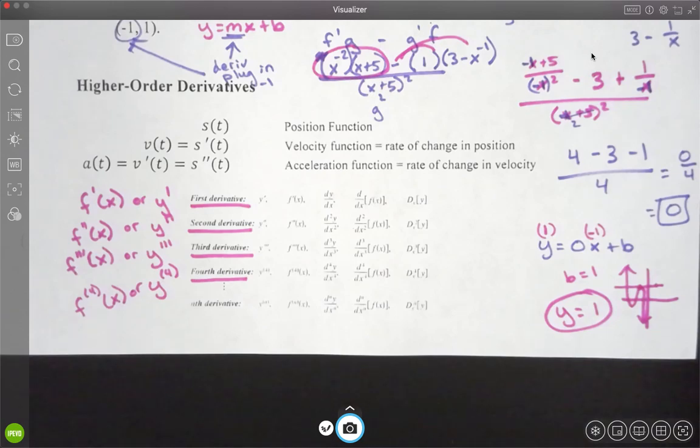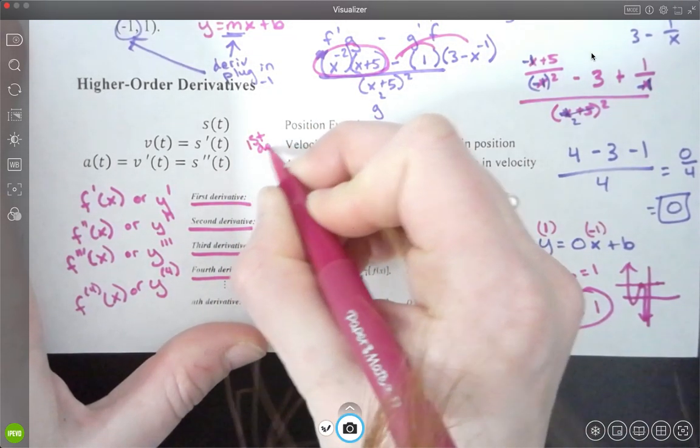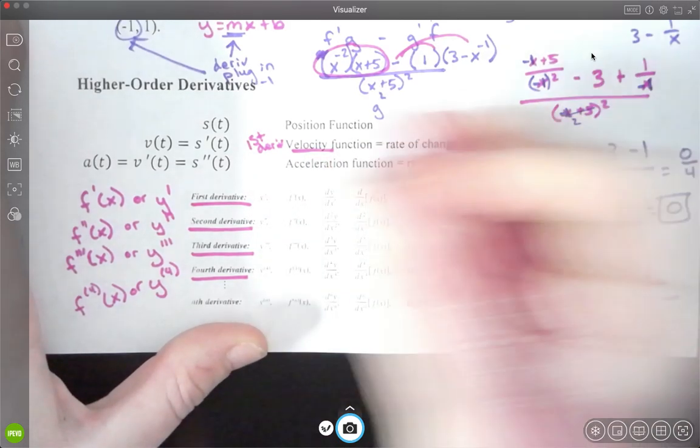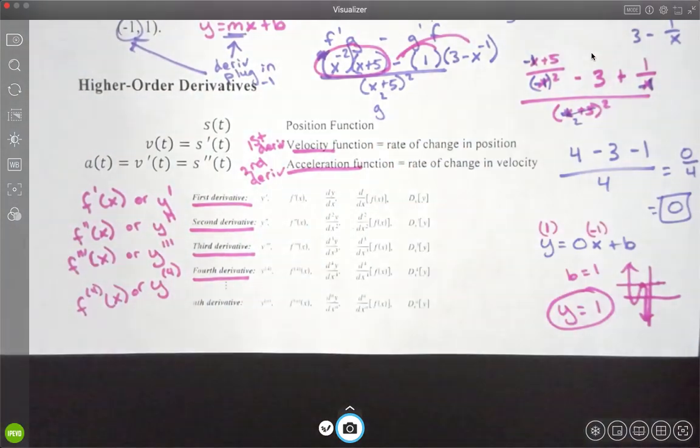We will usually only do first or second derivative. We won't do too many thirds or fourths. They will have you do them just a couple times throughout this class, but usually it's only first and second, okay? Because the first derivative has to do with velocity, and the second derivative has to do with acceleration, okay?